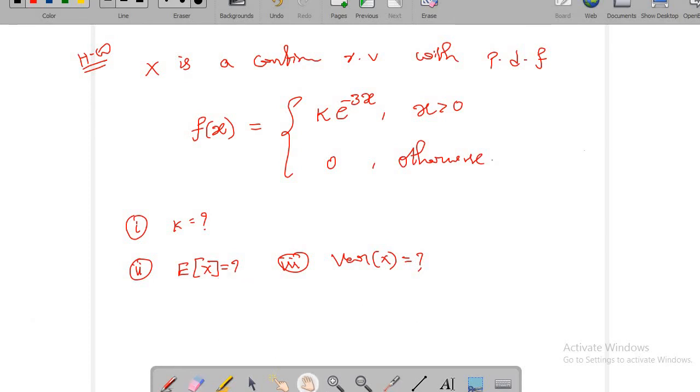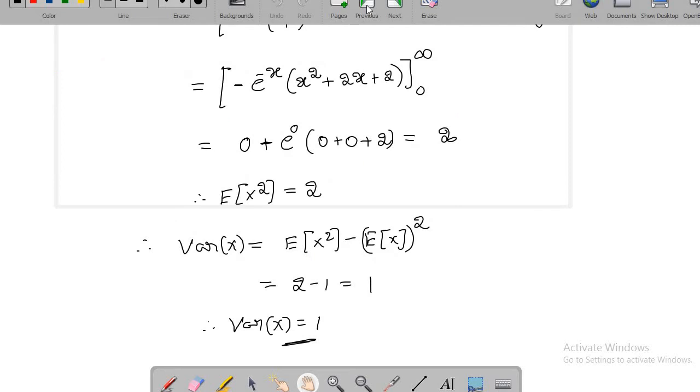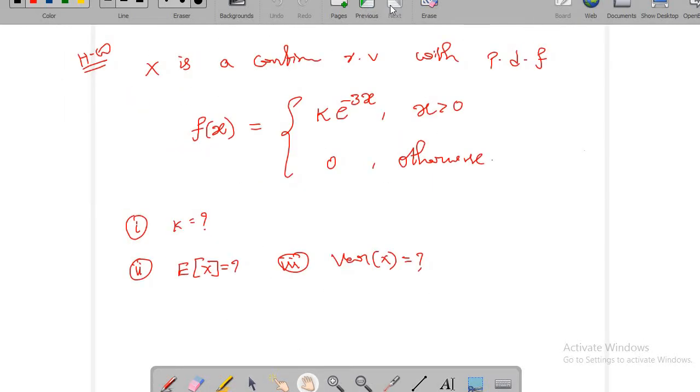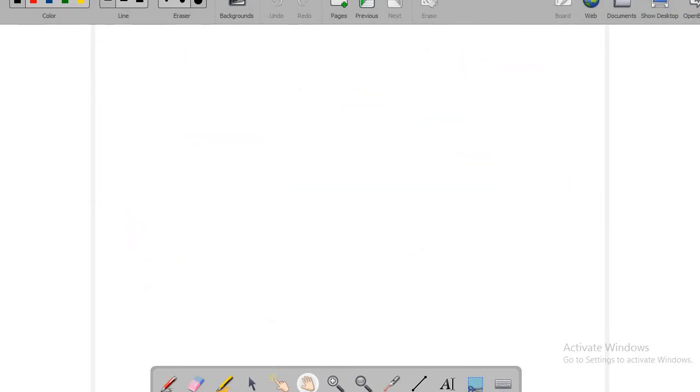So here you have a problem. X is a continuous random variable with probability density function. So you need to find k and expected value of x and variance of x. So it is similar to the previous problem. Do the same kind of work, you'll get the answer. Okay. So next.